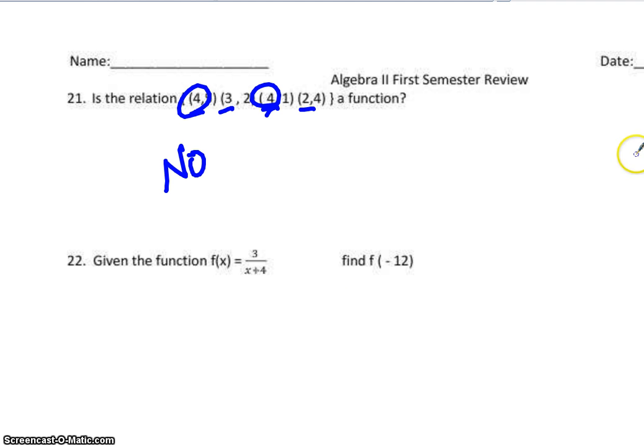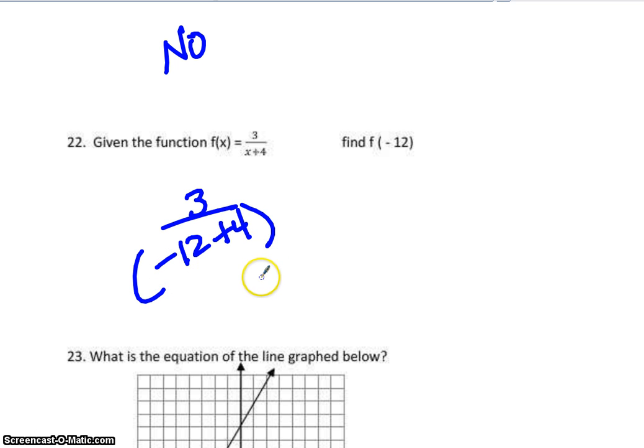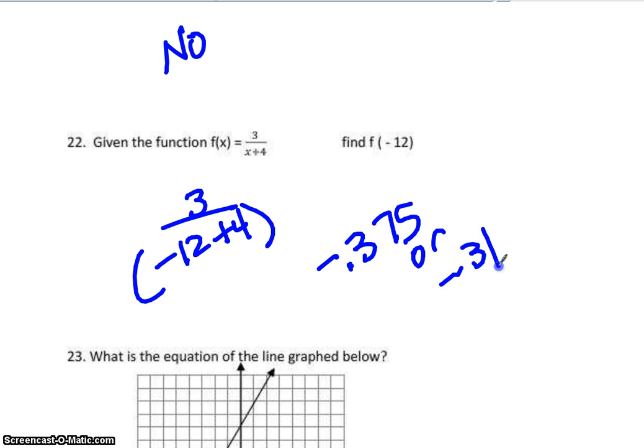22, given the function 3 over x plus 4, find f of negative 12. You're just putting negative 12 in for x. You can either put the function they gave you at y equal, go to your table for x is negative 12, or you can put it in your calculator at the home screen. Make sure that you put parentheses around the bottom. You should either get negative 0.375 or negative 3/8.